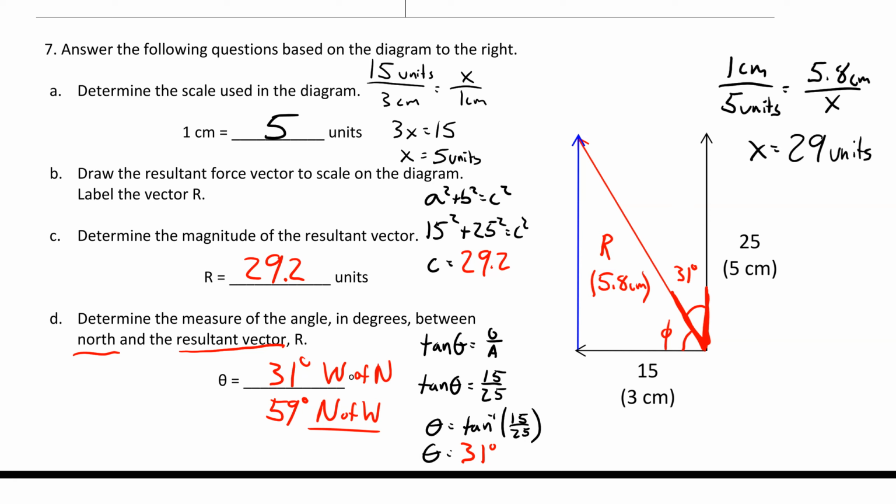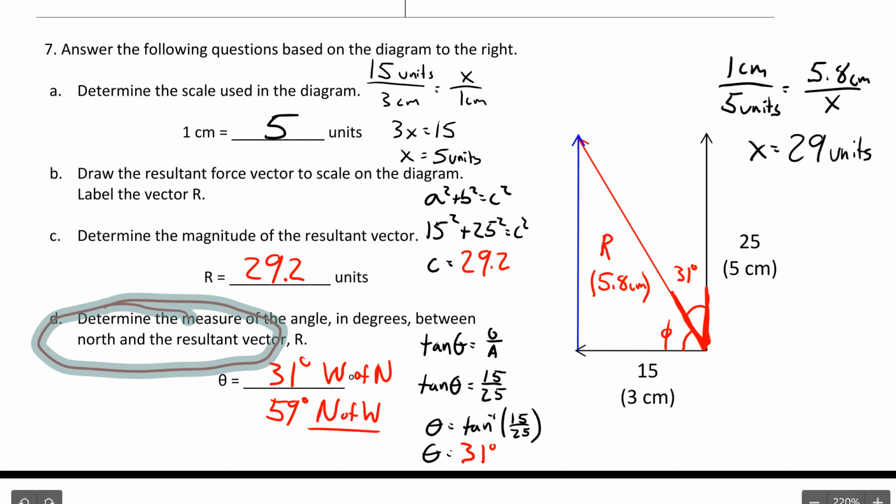Okay, that got a little bit more complicated than it had to, but I'm warning you. That's going to be on tests and quizzes, and it might be on the Regents and the final exam. So fair warning. You have to answer the question that they're asking between north and the resultant.